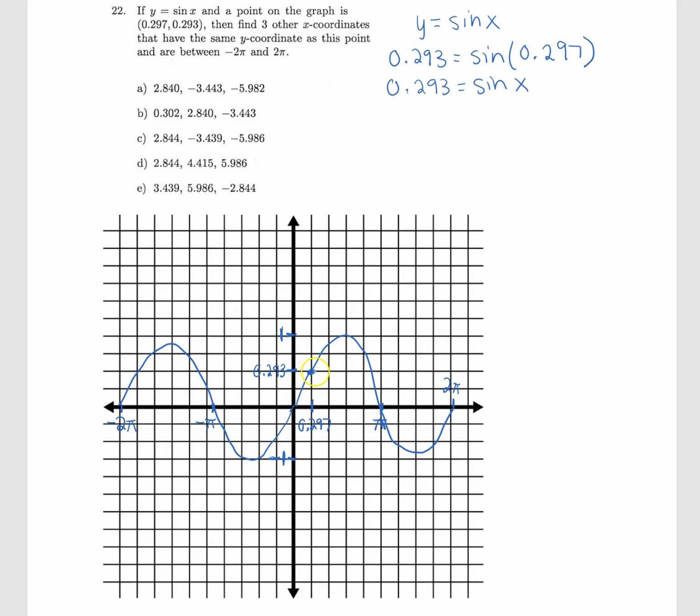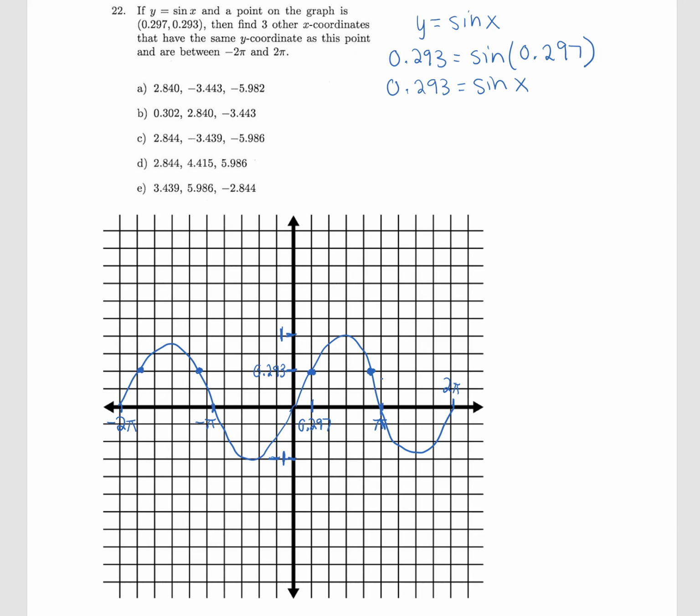Okay, and so if we look at what this question is asking us, it wants other x coordinates that have this same y coordinate. And so we can see where these points fall on the function. That's going to be here, here, and here. Those are all the same y coordinate, but they have different x coordinates. So we want to figure out what x is at these points.